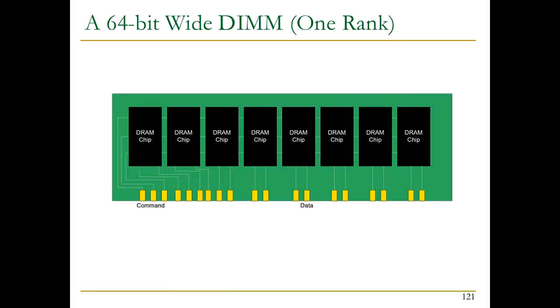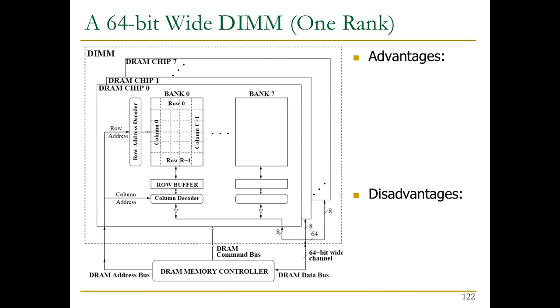Okay, so this is my pictorial view of a 64-bit wide DIMM. As you can see, the command bus is shared, but you get different 8 bits from different chips, and you have a 64-bit wide channel over here to the memory controller, and the address bus is shared. I don't think it's clear in this picture. I should replace that picture with somebody else's picture.